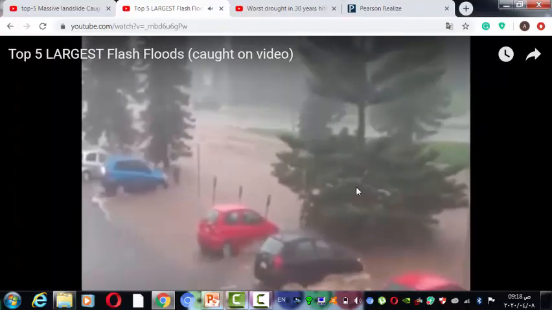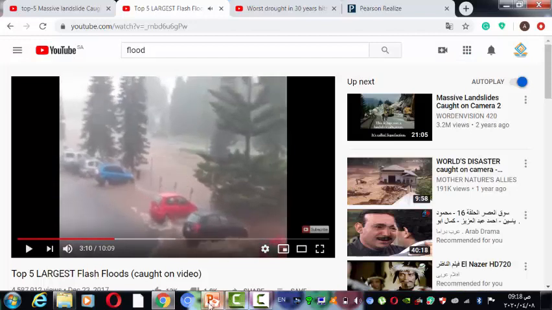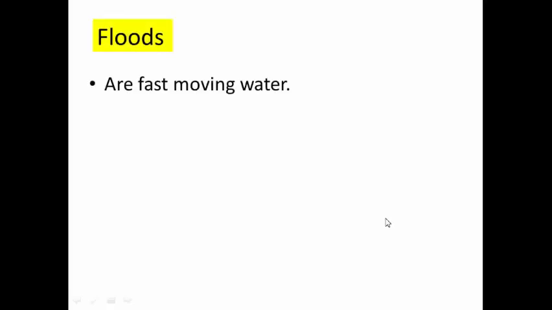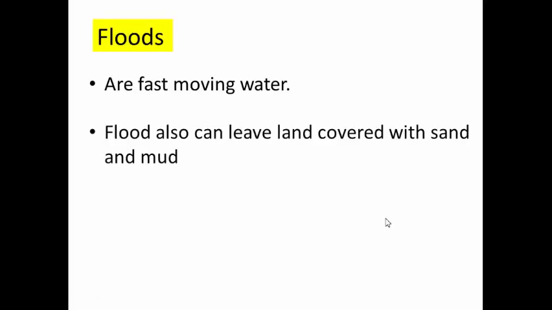So far, I think that we understand the meaning of the flood, but let's continue. Here, floods are fast-moving water. Right here, flood also can leave land covered with sand and mud. When the flood is over, it will leave the land or the ground under it covered with two important things: sand and mud.